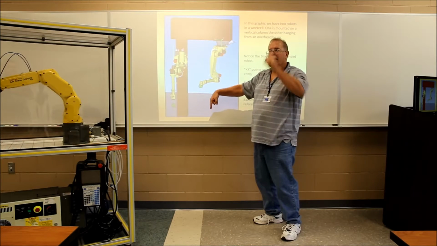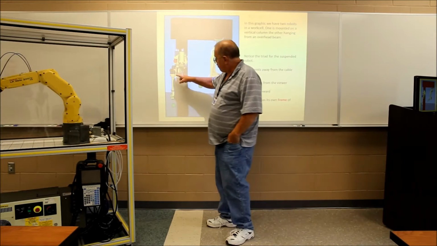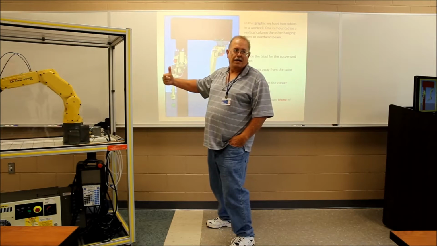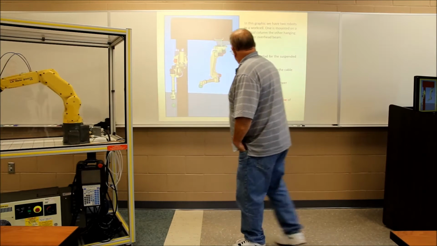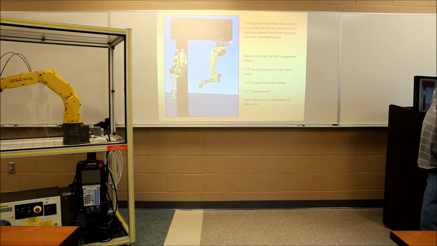We think of Z as being up. This robot thinks of it as being in that direction. This robot thinks the positive Z is coming out of the board. Totally different orientation. The robot doesn't know. Each has their own frame of reference. That's why we call it frames.